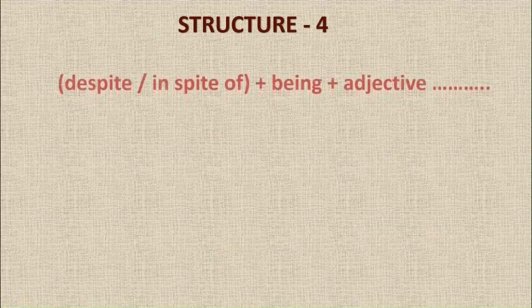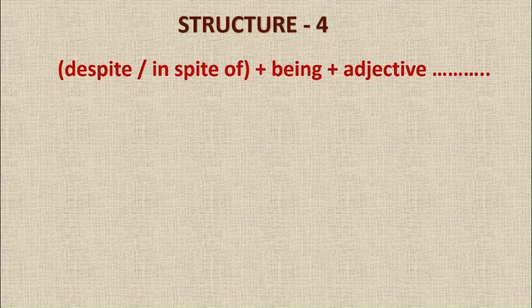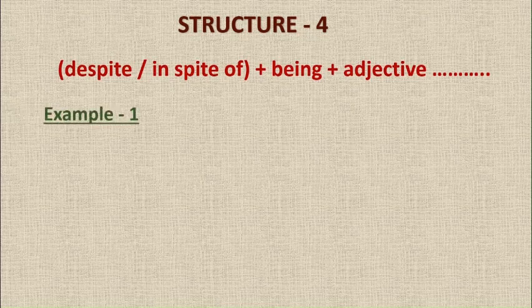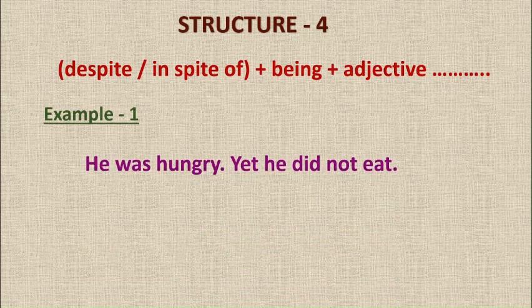Now let us see structure 4. So this is structure 4. Despite or in spite of is followed by being, then an adjective, then the main clause. Look at this example, it makes it clear. We already took this example while discussing structure 1. That means these two sentences can be combined using structure 1 and also using structure 4.